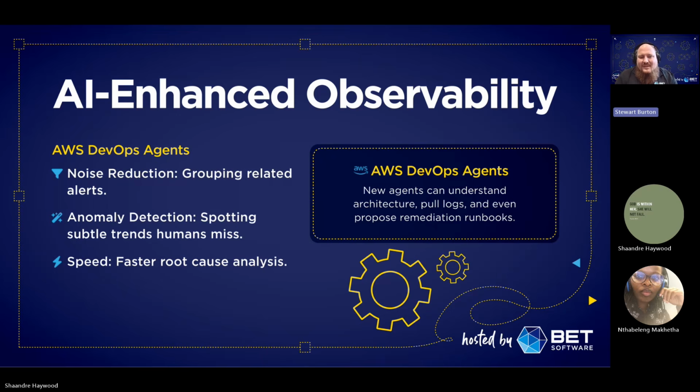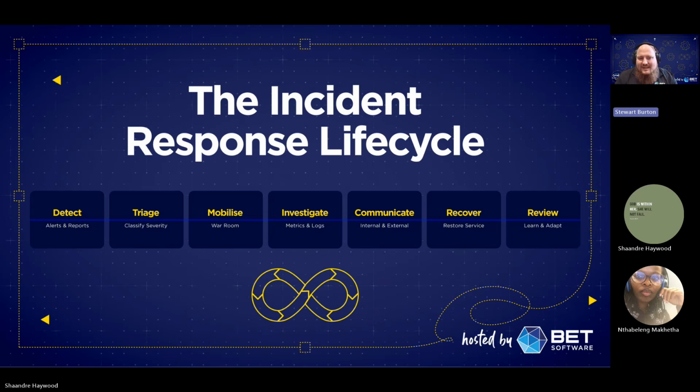Okay, so we're going to switch to the next slide, and we're going to look at the incident response lifecycle. So this is quite meaty, so bear with me for a little bit. Even with great design and observability, incidents are still going to happen, right? So the question I'm going to pose to you is, how do we handle them? A simple incident lifecycle should look like this. We've got it on the screen.